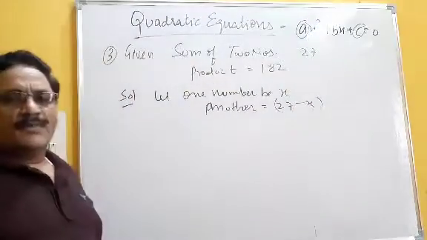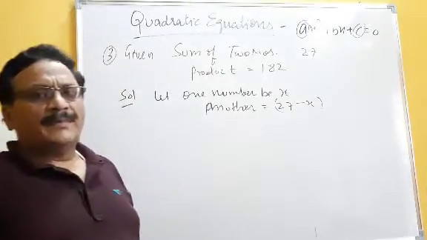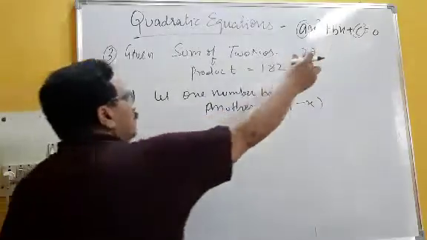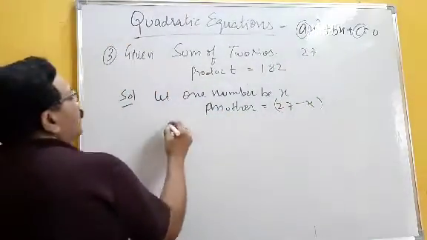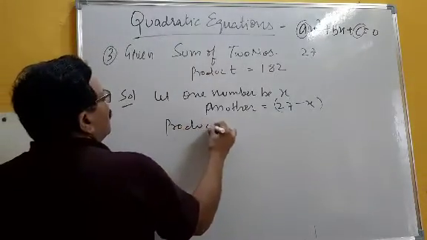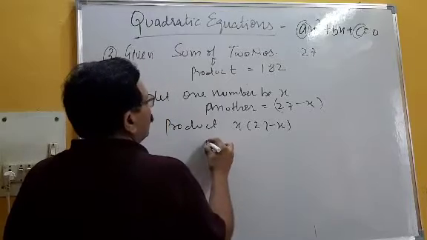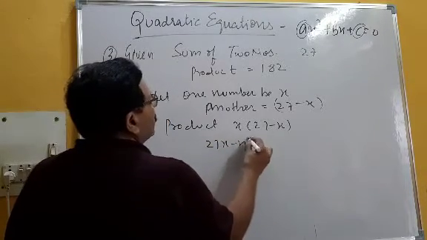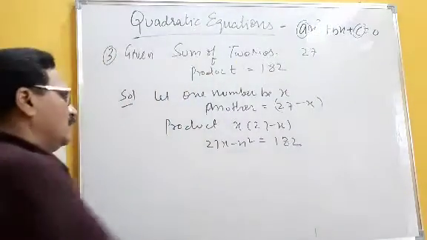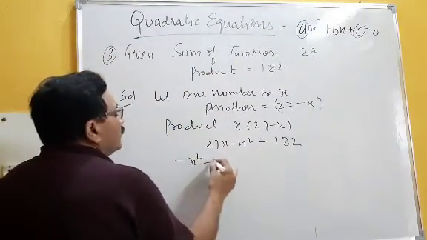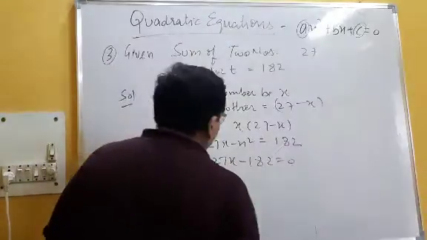27. Suppose sum of two numbers is 10, one is 3. So what will be the next? 7. How you will get? 10 minus 3. Same. The sum of two numbers is 27. One is suppose x. Next will be 27 minus x. And their product, x into 27 minus x, it is giving you 27x minus x square equal to given 182. Okay, you can write it minus x square plus 27x minus 182 equal to 0.